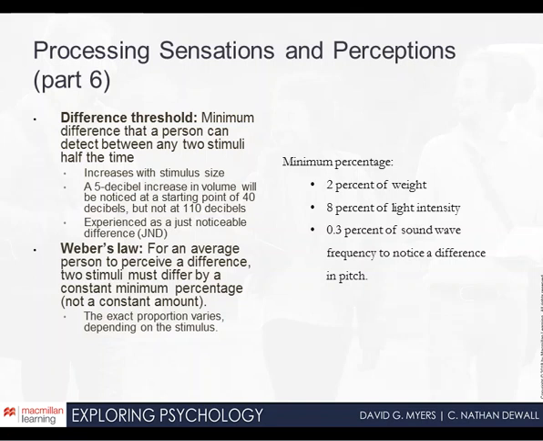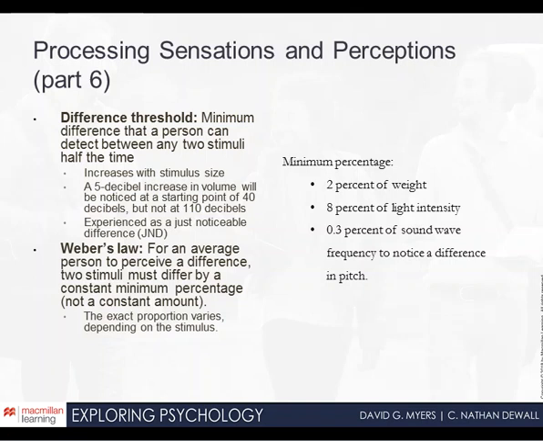So we want to be able to detect the difference, for example, between two light bulbs. We have two light bulbs in front of us. Both of them are lit up, and we're changing the light intensity of one of the light bulbs. We want the person who's watching to be able to say they're different. So how often and on what regular basis can they detect the difference between these two stimuli? That is the difference threshold.